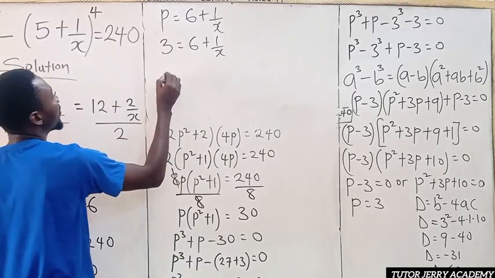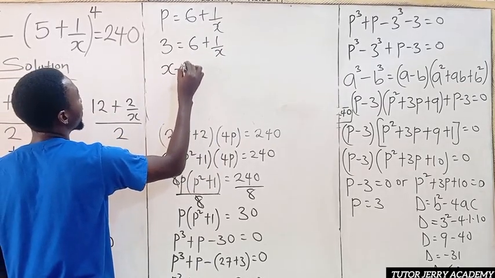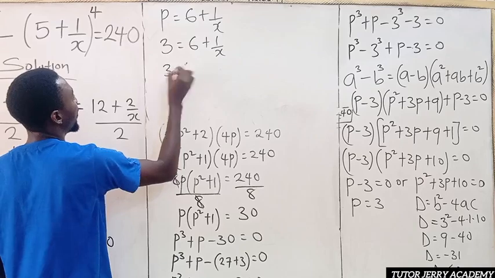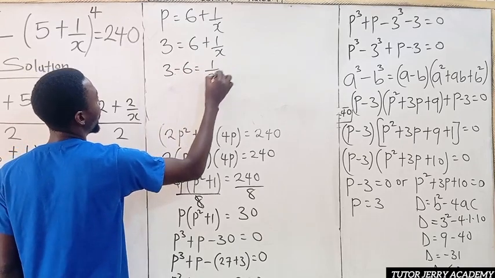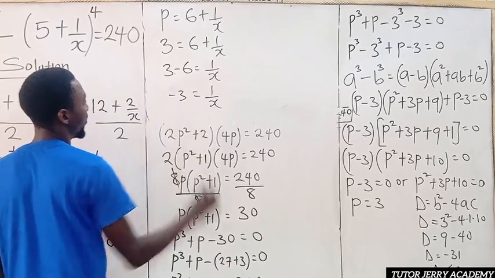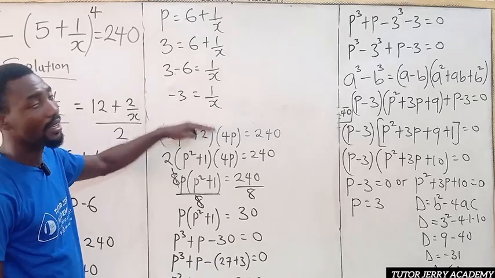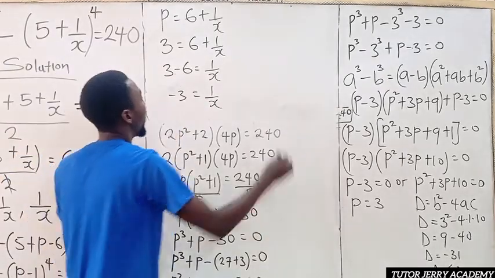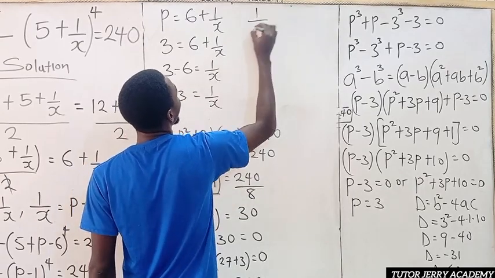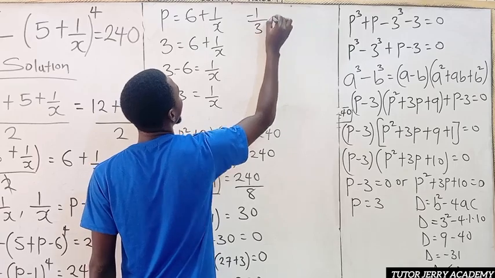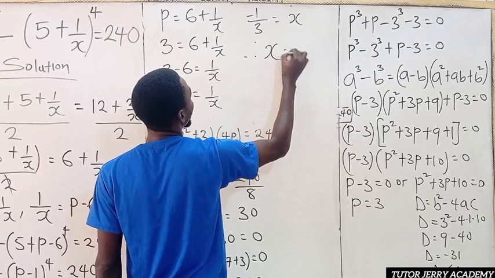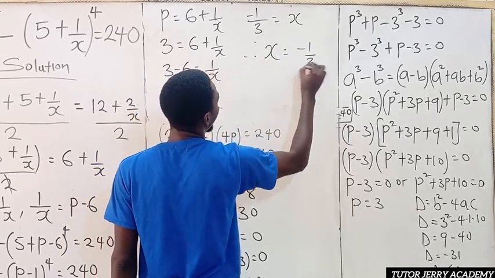So if I bring 6 to this side, I'm going to have 3 minus 6 equals 1 over s. That is negative 3 equals 1 over s. All right. So if I take the reciprocal of both sides, this side is going to be minus 1 all over 3, equal to s. So the value of s for this equation is minus 1 over 3.